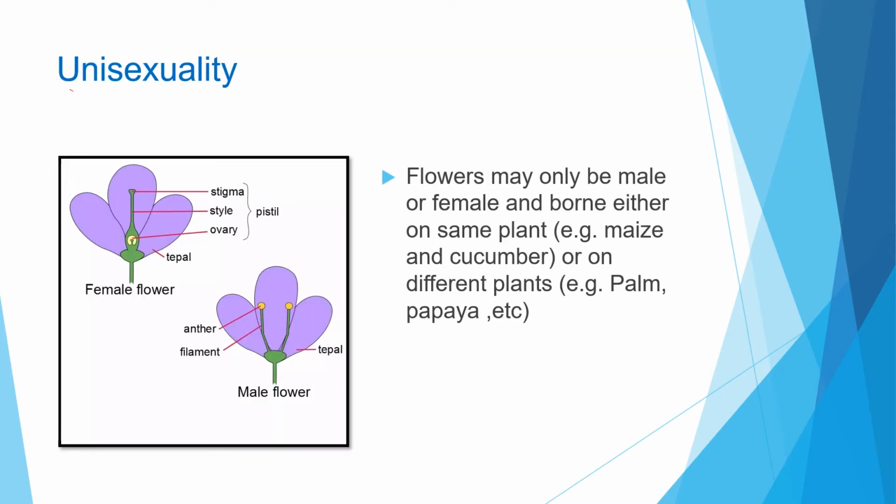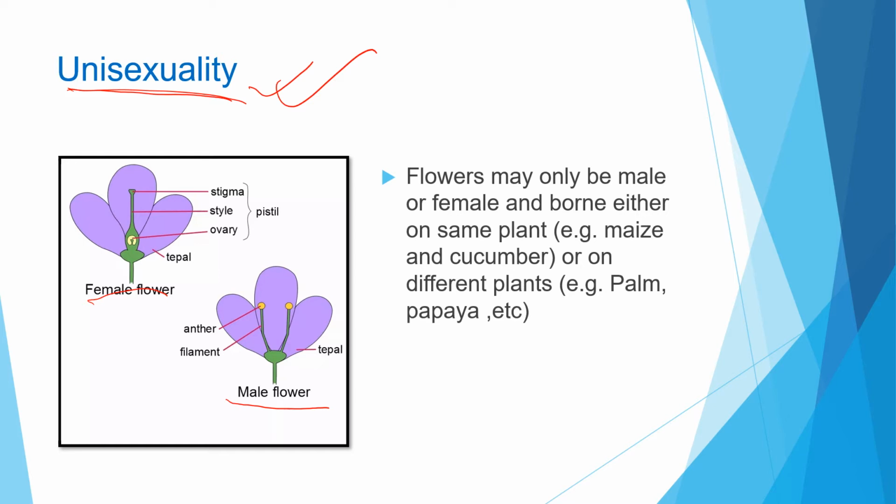So see, this first part is unisexuality. So what is it? Here we can see a female flower and a male flower. This is the female flower and this is the male flower. What does this term mean? This term means that the flowers may have only a male part or only a female part. So either one of the parts may be present.